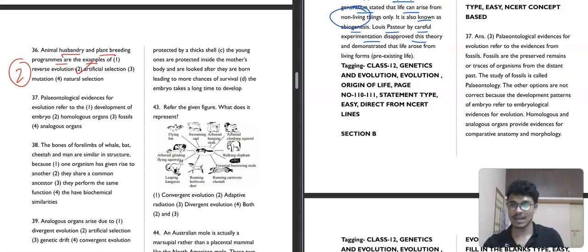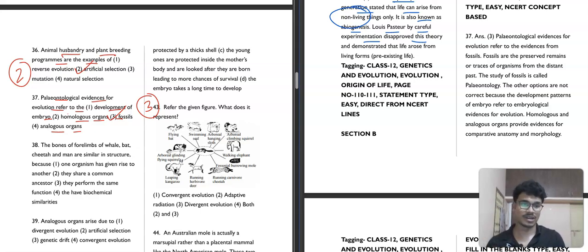It is saying that paleontological evidences for evolution refer to the development of embryo, homologous organ, fossils or analogous organs. So paleontology is the study of fossils. It will definitely give you the idea of fossils, not like the other options: development of embryo, homologous organ or analogous organ.